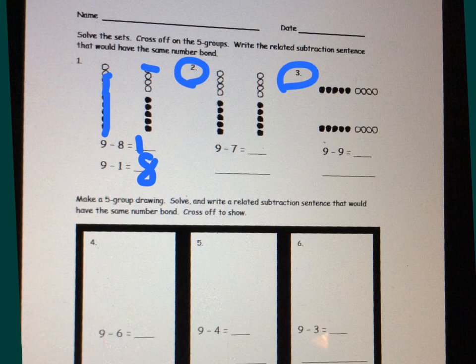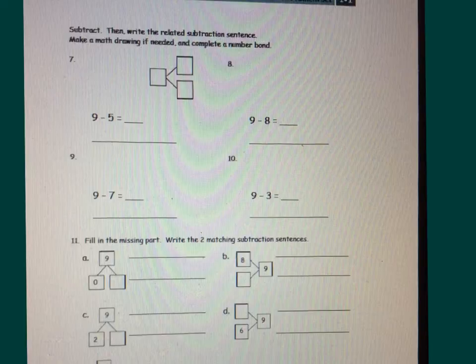This is exactly like the page you just completed, so go ahead and keep going as you make a 5-group drawing for numbers 4, 5, and 6. This page looks familiar too. When you flip your paper over on the back side, you're going to subtract and write the related subtraction sentence. Make a math drawing if needed and complete a number bond.